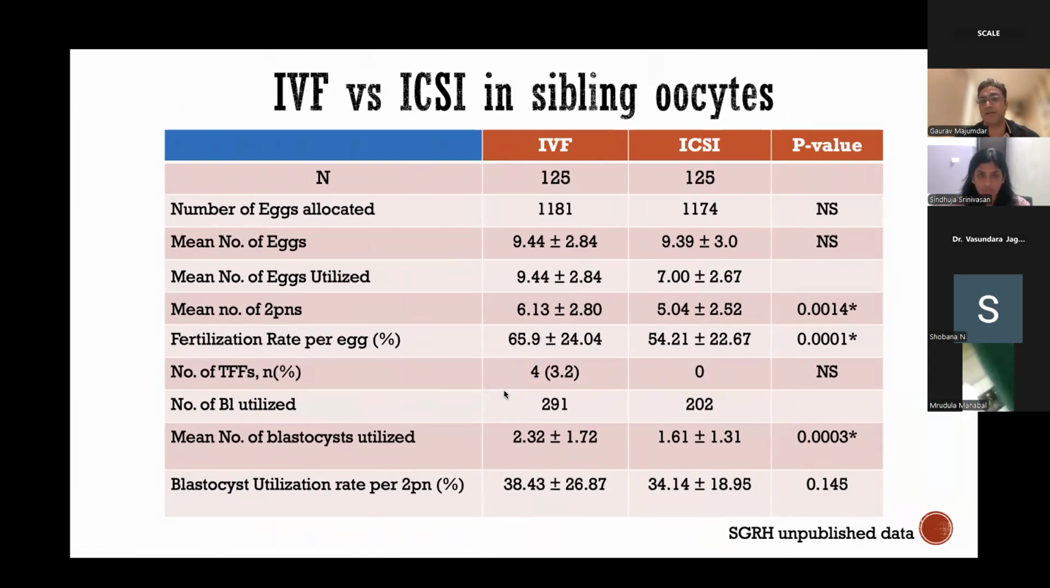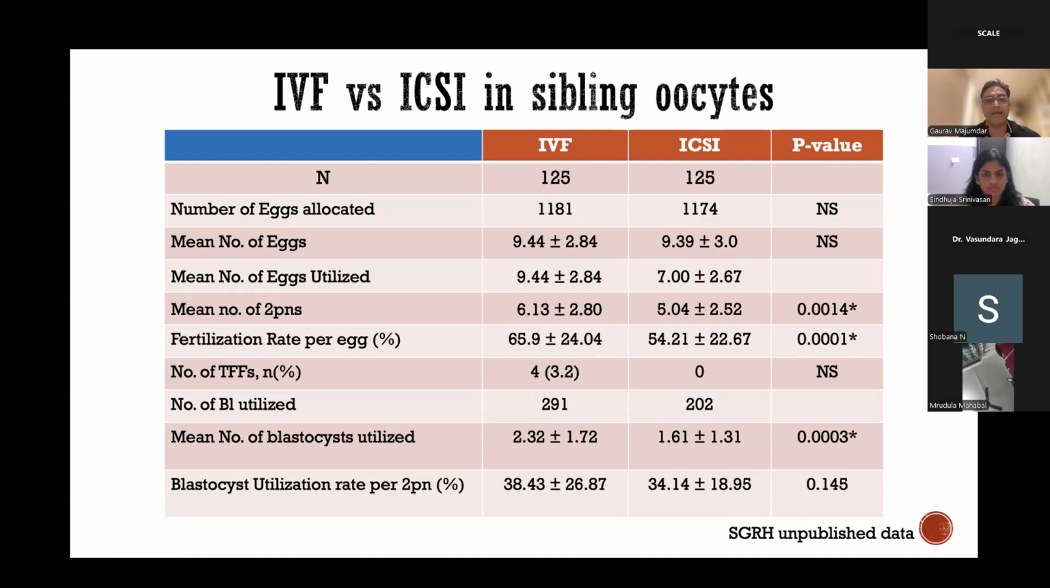One of our fellows did this study prospectively over an entire year, where 125 cases were randomly split and subjected to split IVF and ICSI, which means half the eggs were subjected to IVF and half to ICSI. These are all large numbers we're talking about. The mean number of eggs in both arms was absolutely the same, around 9.5 eggs. However, the mean number of eggs utilized, or in other words injected, in the ICSI arm, which is the normal M2 eggs, was only 7. Whereas for IVF, all the eggs were subjected to insemination.